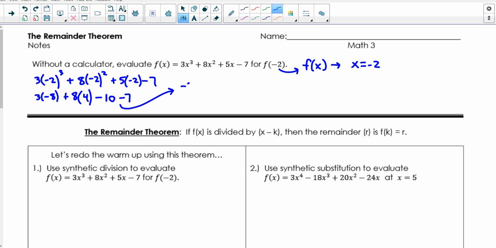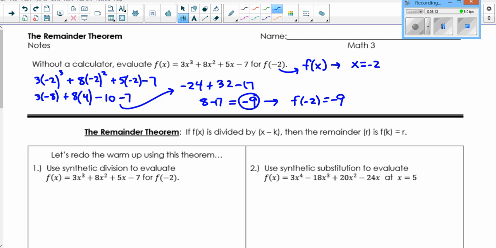Okay, I'm just going to loop back over here. 3 times negative 8 is negative 24. 8 times 4 is 32. I'm going to combine these two. That's minus 17. Negative 24 plus 32 is 8. And 8 minus 17 equals negative 9. So this answer means that f of negative 2 equals negative 9. Meaning if I substitute a negative 2, my output is negative 9.